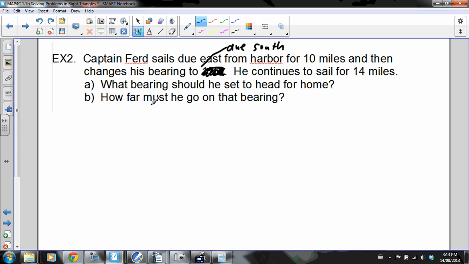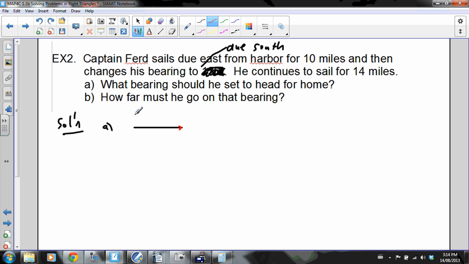How far must he go on that bearing? This is that bearing idea. All right, well, here we go. First step of the solution. Solution. Draw a diagram, right? Let's draw a diagram. So due east, straight east is this way, right? Notice that if we're talking bearing, I don't want to get too technical here, because we know we're headed this way, right? That's due east.